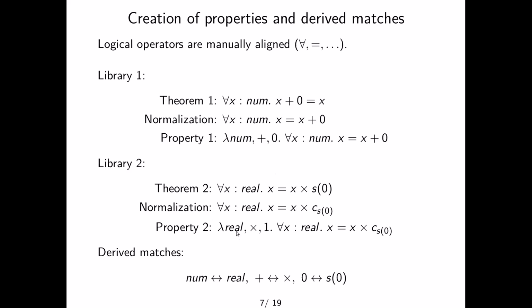And now you abstract again over all constants and types. And you realize that you get exactly the same property, modulo alpha equivalence. Then we can say that in some way it tells us that num, which is a type of natural numbers, is similar to real numbers, and plus is similar to multiplication, and 0 is similar to s of 0.